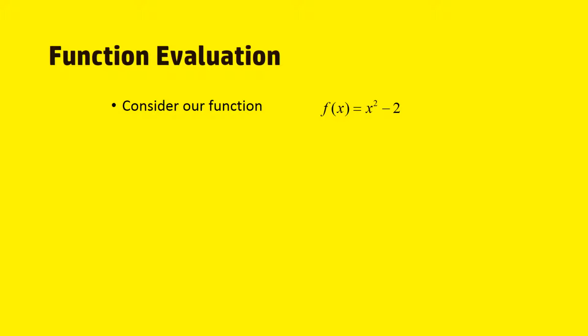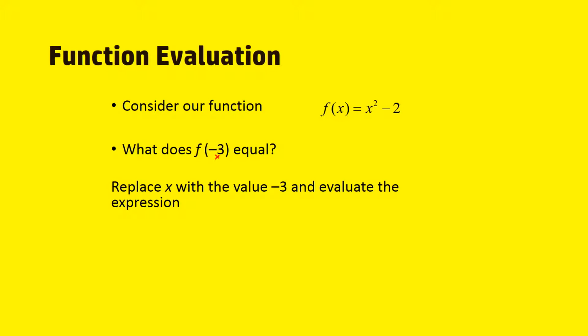Evaluating a function. Sometimes that's the problem that you get in your homework. Evaluate a function. So here's the same function, x squared minus 2. What does f of negative 3 equal? So, of course, that's the x, right? Negative 3 is the x. That's going to get thrown into the old function machine. Then there's going to be an output, and that's what f of negative 3 equals.